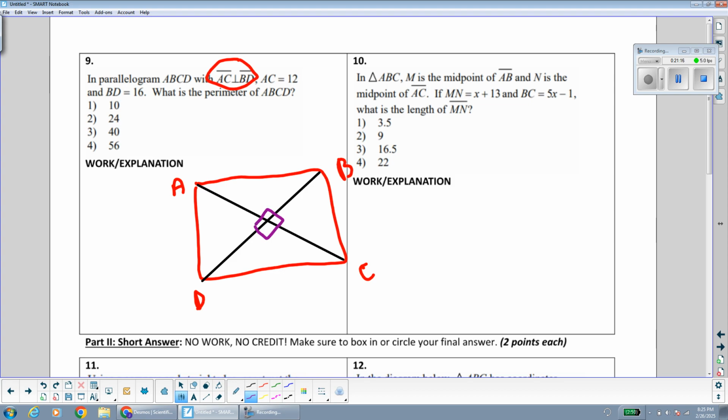So let's ask ourselves, what kind of special parallelogram is this if it's got perpendicular diagonals? Hopefully you're thinking it's a rhombus, and it absolutely is. So we know that AC is 12, and remember, it's a parallelogram. So not only are diagonals perpendicular, but diagonals bisect each other. So if AC is 12, each piece is 6. And BD is 16, so each half is 8. What's the perimeter of ABCD?